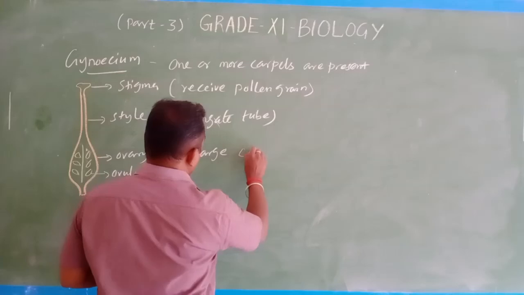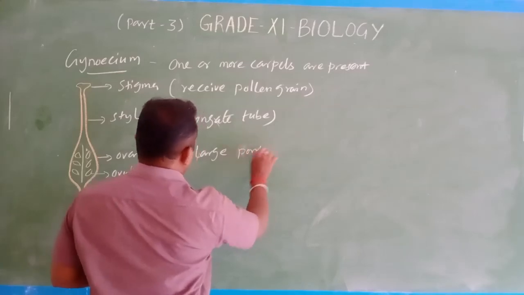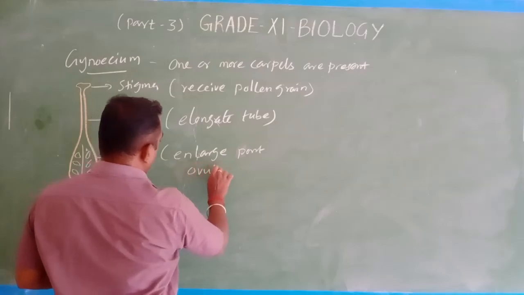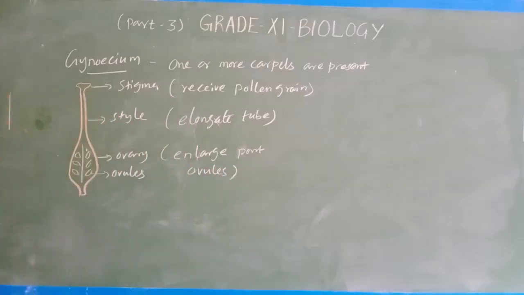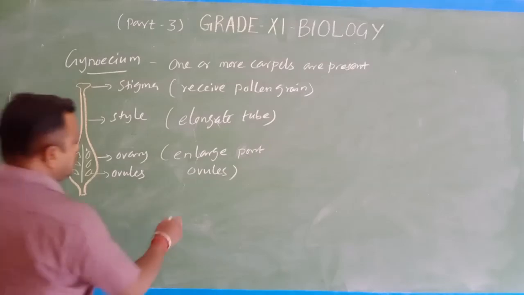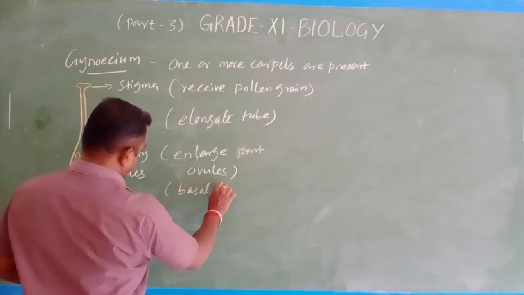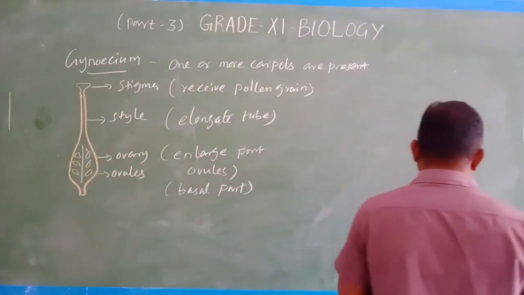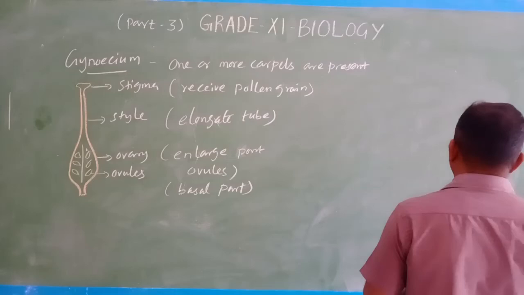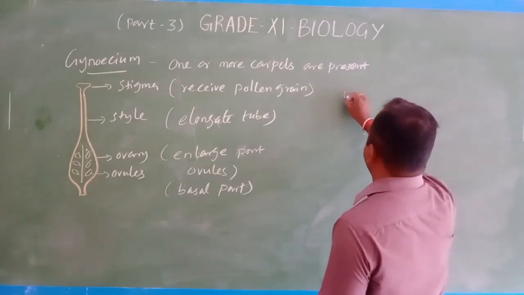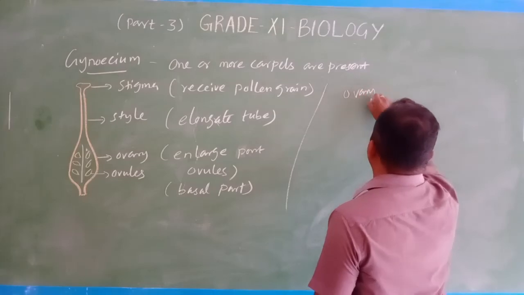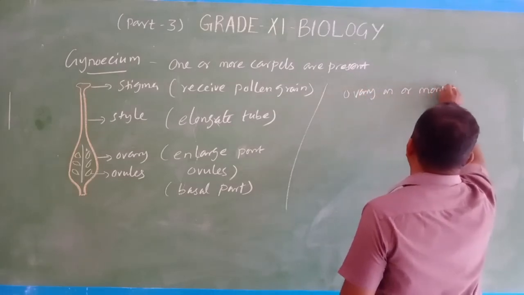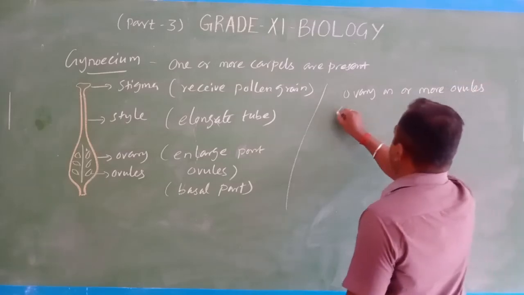The enlarged part which consists of ovules, and it is the basal part also. So in the carpel, the basal part is the ovary. In the ovary, one or more ovules are present.